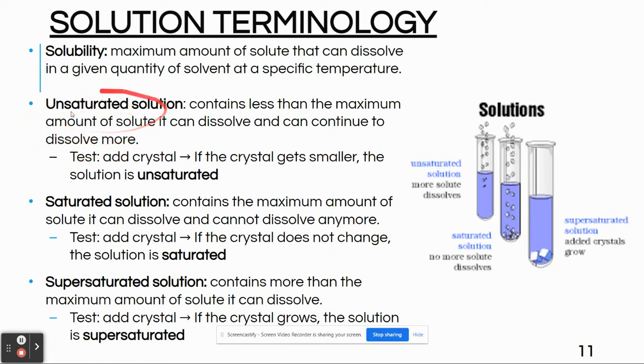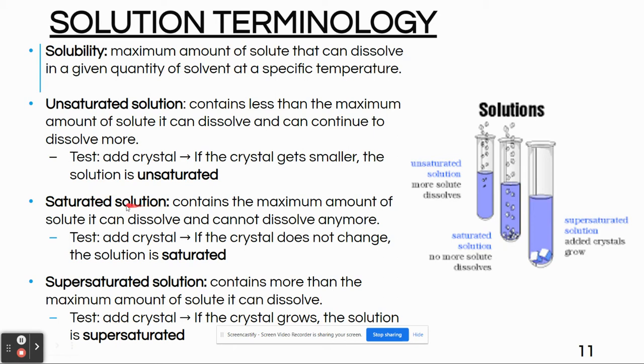So how do you test if your solution is unsaturated? Well, you add a crystal of solute, and see if it dissolves, like see if it gets smaller as you stir, or even you can leave it and see if it gets smaller. And if the crystal gets smaller, what it basically means is that you have dissolving happening, so you can still dissolve more. In other words, your solution was unsaturated.